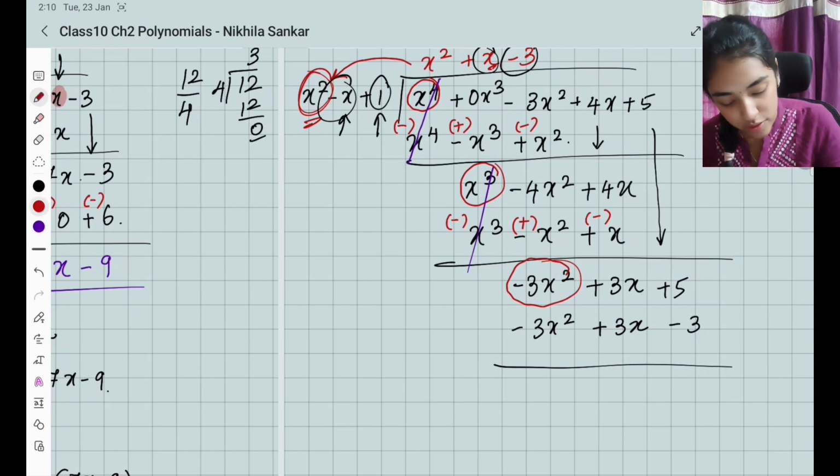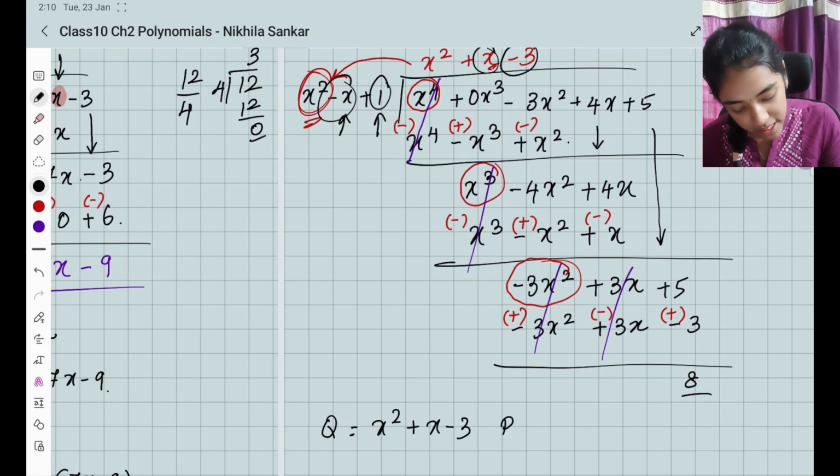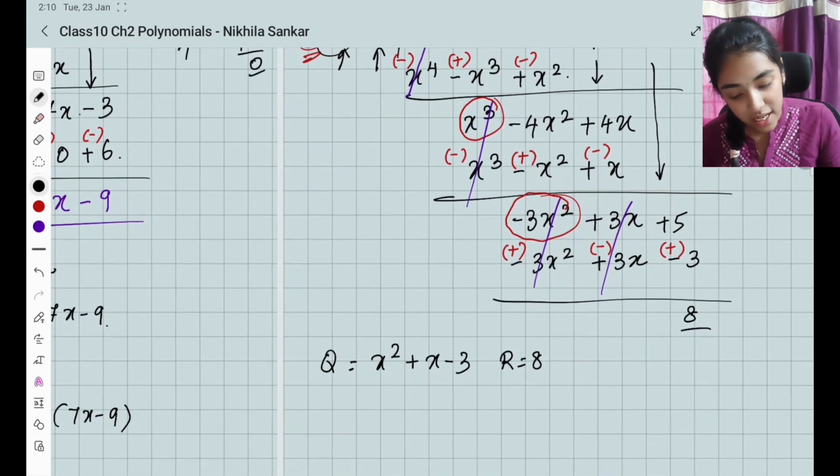The first I have to subtract. The minus becomes a plus. Then we have this is a minus and this also becomes a plus. இப்போ என்ன ஆகுது? The first term gets cancelled. The second term also gets cancelled. 3x minus 3x cancel ஆயிடும். 5 plus 3 is going to be 8. So from this we have quotient equals x square plus x minus 3 and the remainder is going to be 8. So basically நம்ம என்ன பண்றோம்?